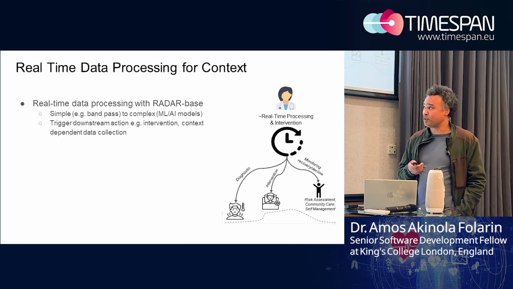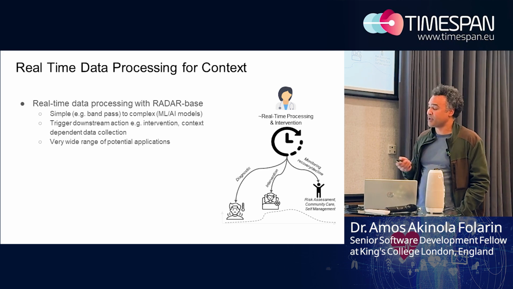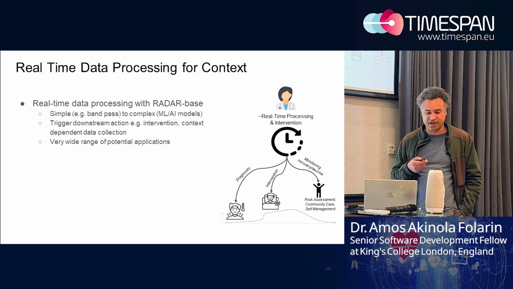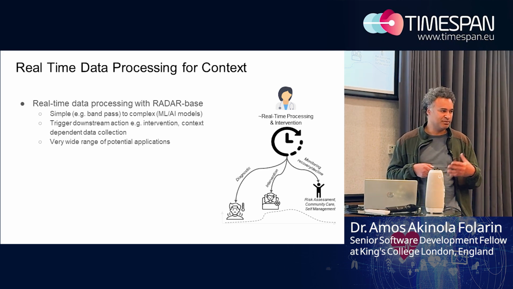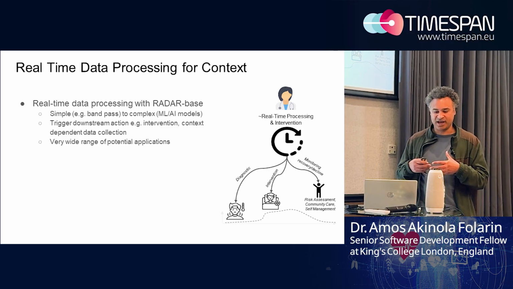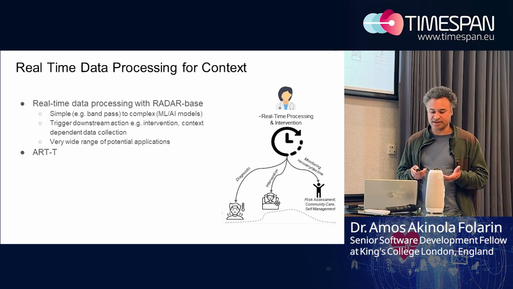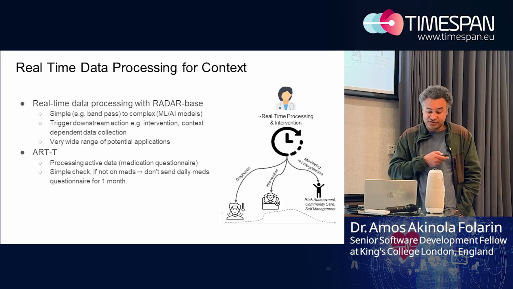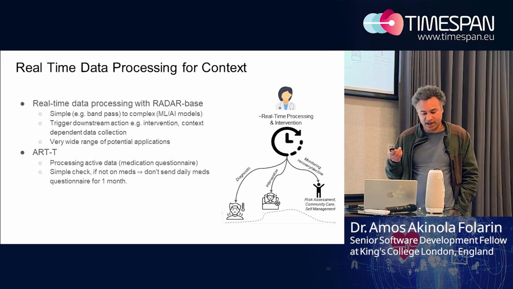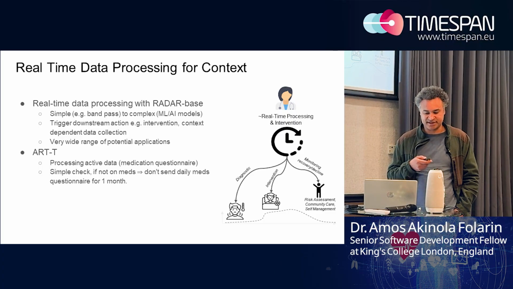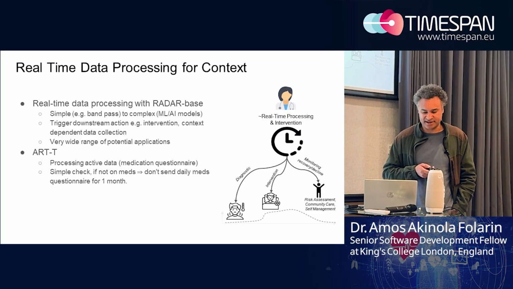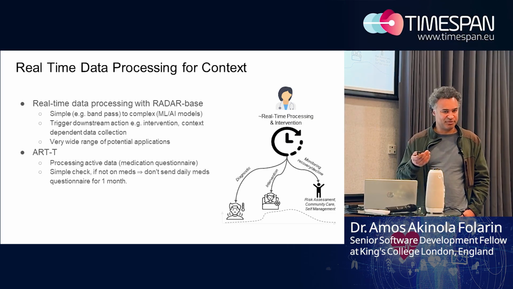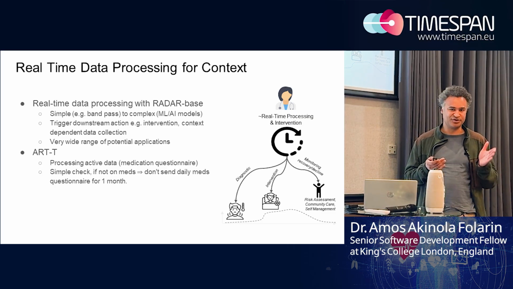We also have some quite complex ideas where we've been looking at how we can use this with machine learning applications. I'll come on to one example in a second, but in ART Transition, which is a follow-up study from ART-CARMA, a study that is just about to start recruiting, we process in real time the information coming from the questionnaires, including a daily medication questionnaire.